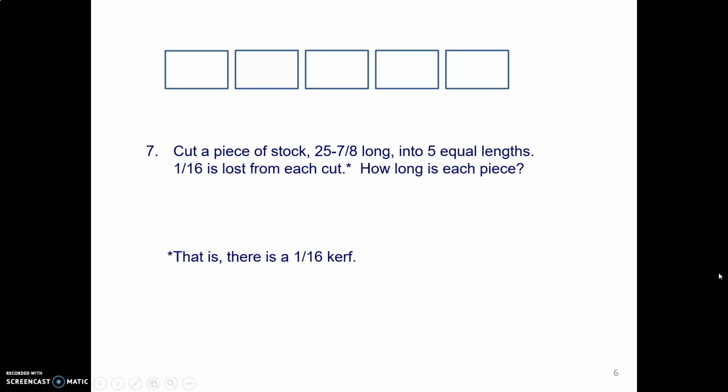Now, a little bit trickier. Let's say you've got a piece of sheet metal or flat bar, and it's 25 7/8 of an inch long, and you're going to cut 5 pieces out of it because you're making something or other, and the saw blade chews up 1/16 of an inch of material with each cut, and we call that a kerf. So there's 1/16 of an inch kerf. That's material that's lost. How long can we cut each of those pieces?